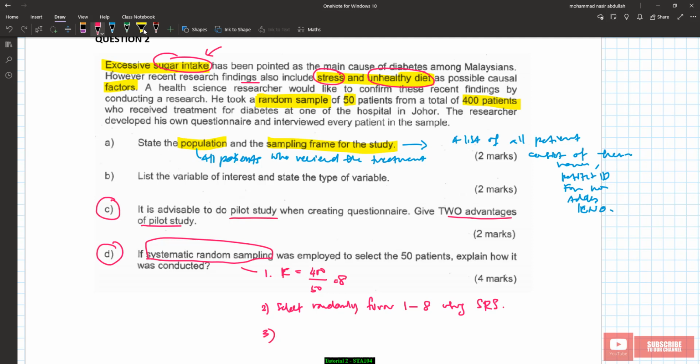And then number 3, the subsequent sampling unit will be selected using K interval. Right? Okay. 4 marks.